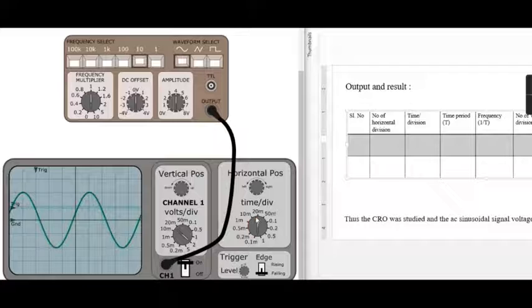If you take the reading from this, for example, you can take the number of horizontal divisions. This is your one complete cycle. For a sine waveform, this is one complete cycle. So the number of horizontal divisions is 1, 2, 3, 4 and 5 divisions. So the number of horizontal divisions is 5. Next, time per division: one bar represents 20 milliseconds. So the time per division is 20 milliseconds.